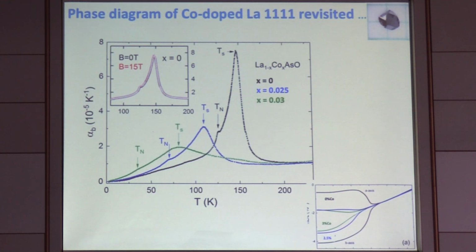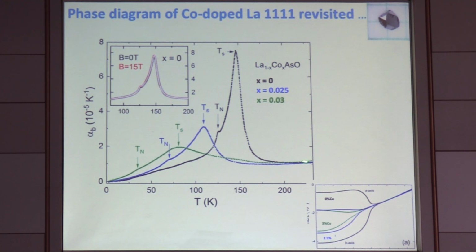The phase diagram which we then studied is again from thermal expansion coefficients. That's again the lattice constant, so the parent compound, 2.5%, 3%. There's a shift of the phase transitions. You see also two phase transitions, a structural one and a magnetic one here. That's what we learned in the last talk by Anna.